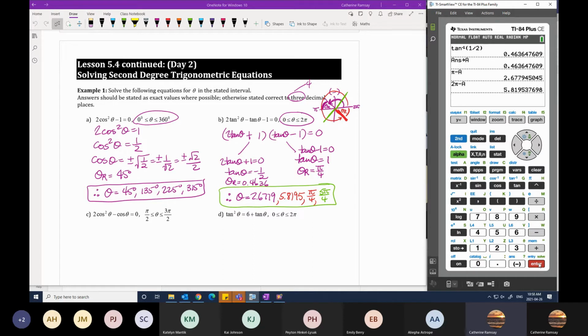So I know in the past that students usually have trouble with the calculator part more than the non-calculator part. So make sure you practice lots of the calculator questions as well. Okay, so now we're going to go on to C here.